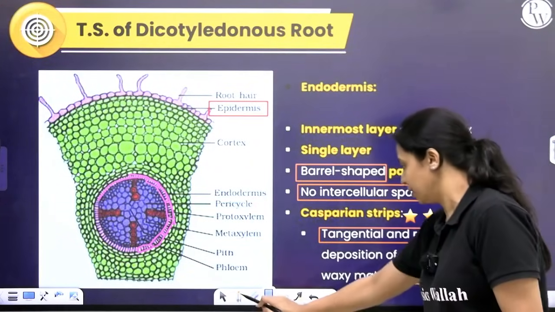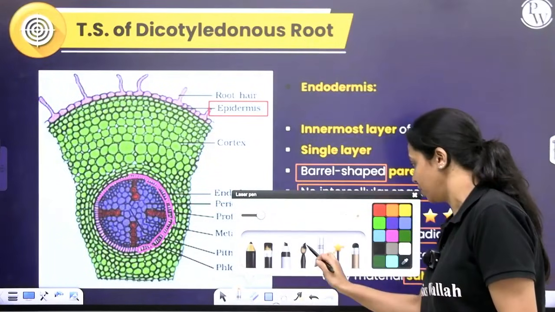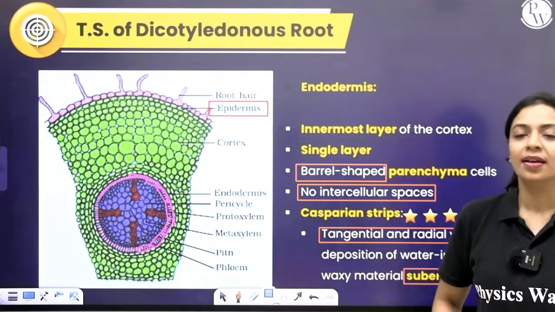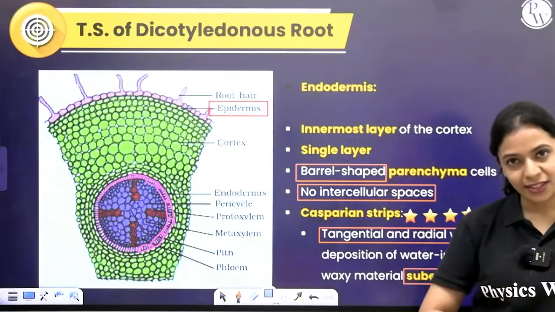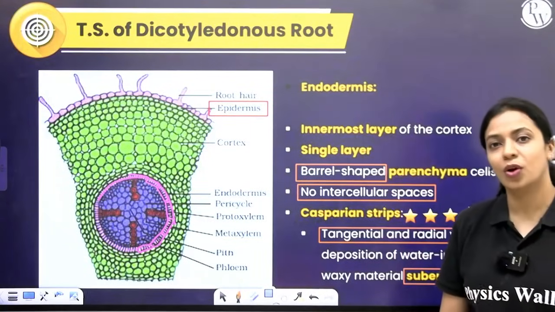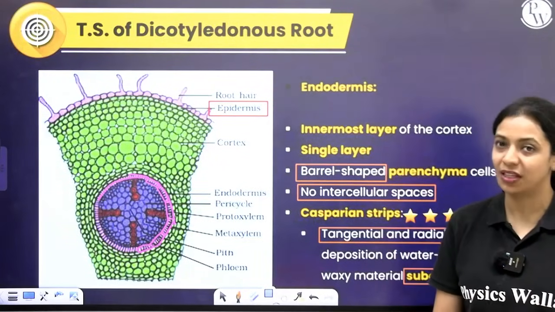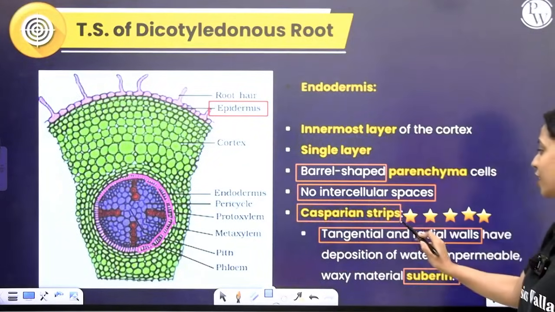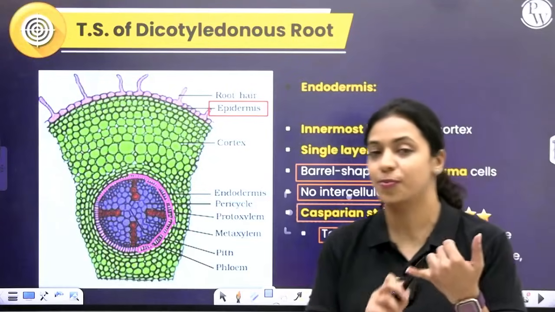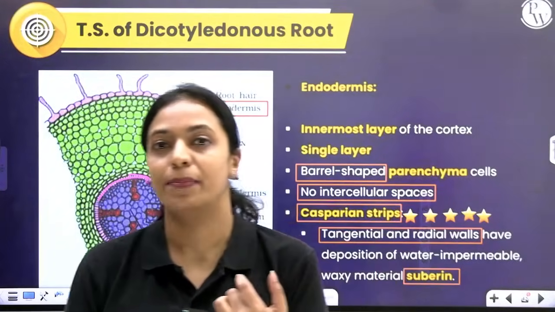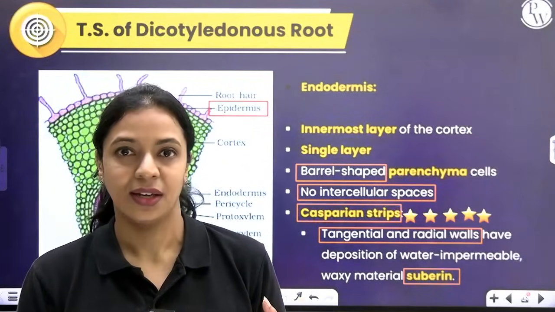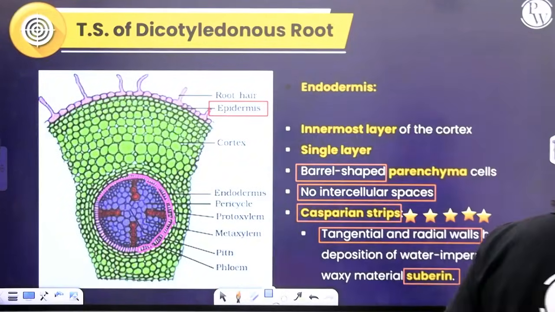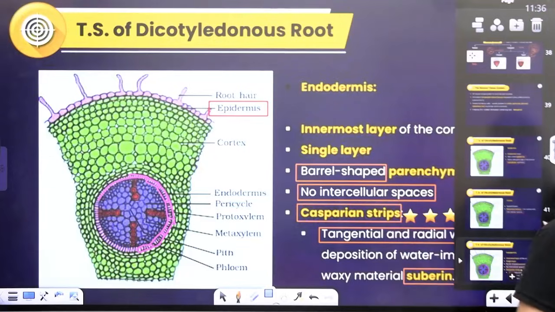Now, this suberin is impervious to water and it is waxy in nature. This suberin thickenings present in the radial and tangential walls in the endodermis of roots specifically has a special name. We call it Casparian strip. So, whenever you're asked questions about Casparian strips, you must remember that it's present in the endodermis. You must remember that it is made up of suberin. You must remember that it is found only in the root endodermis, not anywhere else. Okay, that's about the endodermis.